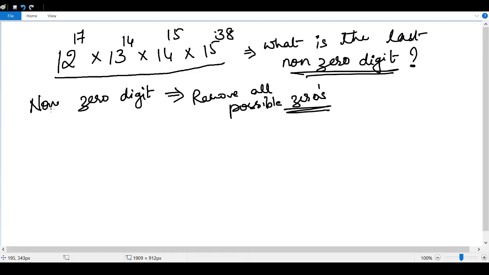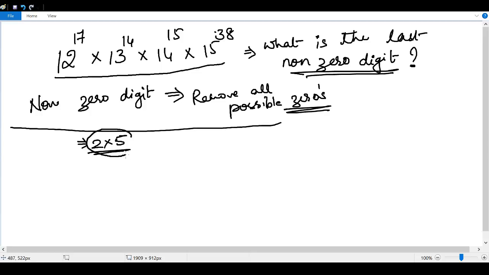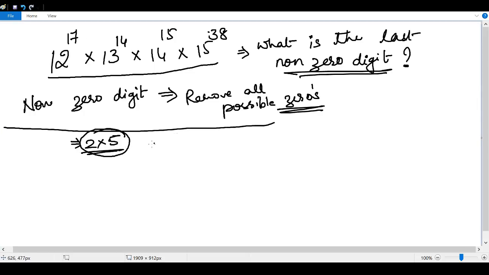Now, how do I get a zero? A zero is generated when you multiply a 2 with a 5, the basic one. So basically 0 gets generated when you multiply a 2 with a 5. So first let me see how many 2s and 5s I have.